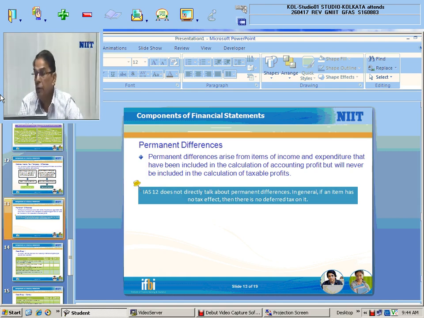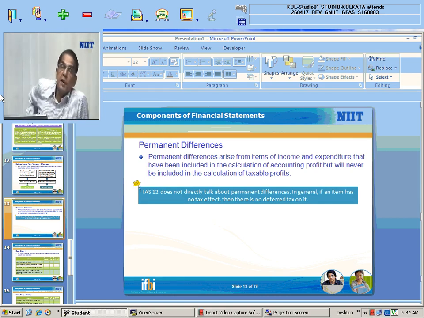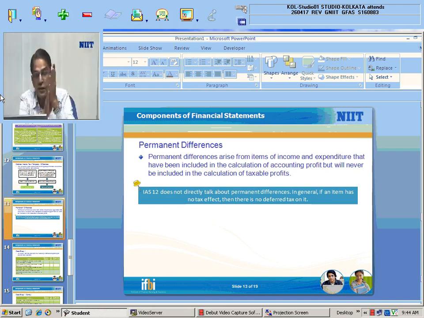So an expenditure of more than 20,000 incurred in cash will be recognized as an expenditure in the profit and loss account, but it will not be recognized in the calculation of taxable profits. That is a permanent difference. So any item of income and expenditure that has been included in the calculation of accounting profit but will never be included in the calculation of taxable profit is called a permanent difference.